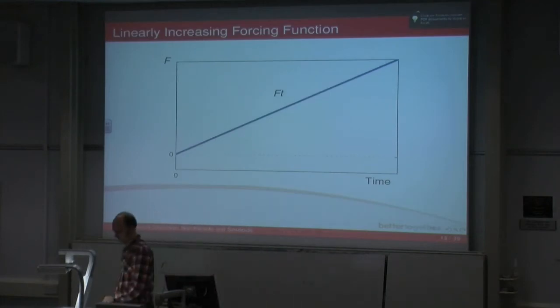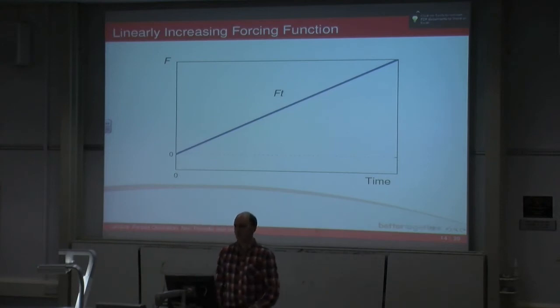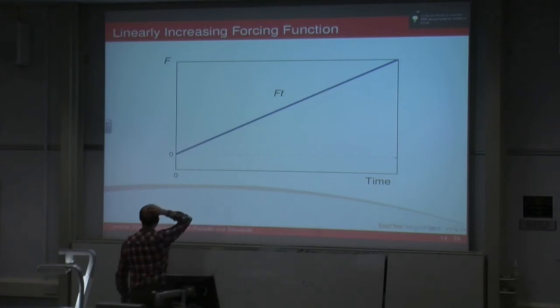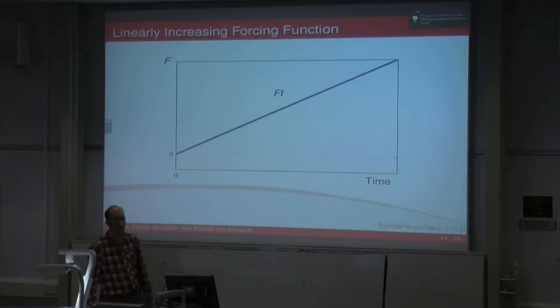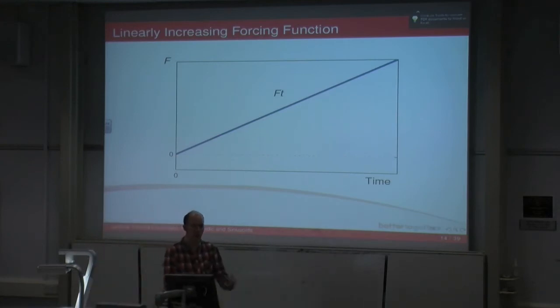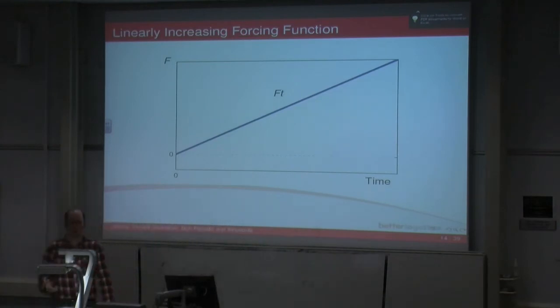Linearly increasing forcing function. So here, instead of the forcing function being just a constant force, F naught, we've got some force times time. So the thing's going to increase as time goes up, okay? It's a linearly increasing function. Now F(t) is a polynomial in terms of time. It's a very simple polynomial. In this case, it's the equation of a straight line.